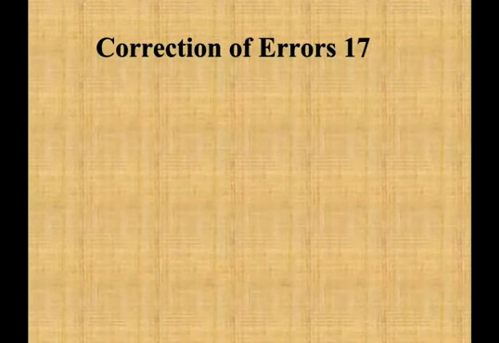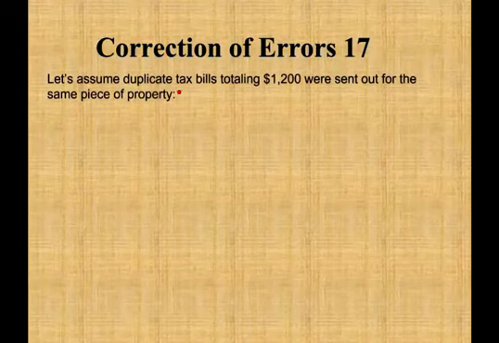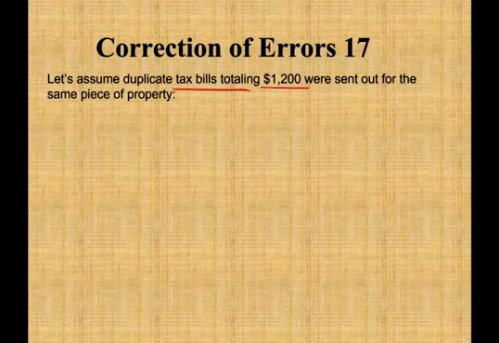Okay. Correction of errors. This is transaction 17. Here's what happened. Let's assume duplicate tax bills totaling $1,200 were sent out for the same piece of property. So what happened? For the same piece of property, we send one bill for $1,200, we recorded the receivable. Then we send another bill for the same property for $1,200, we recorded the receivable.